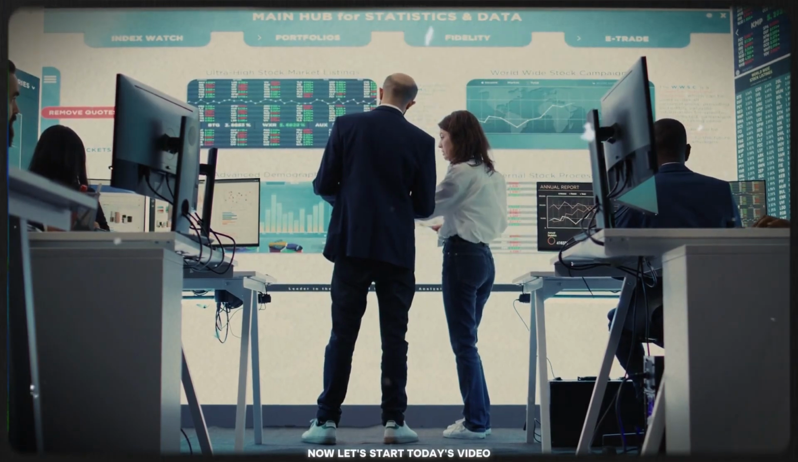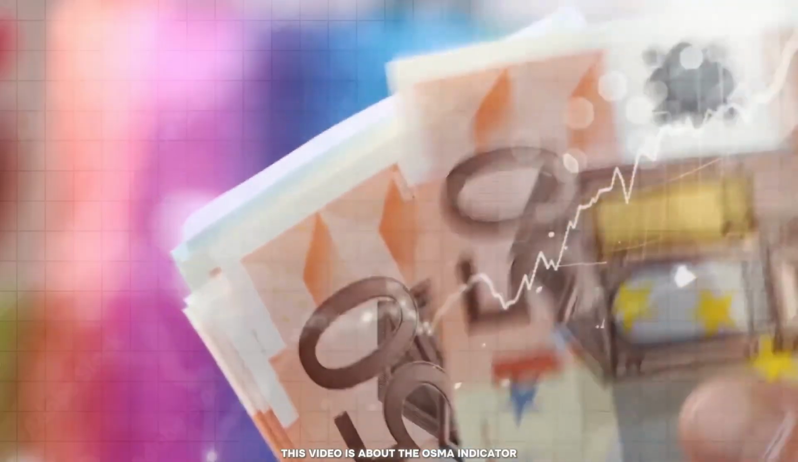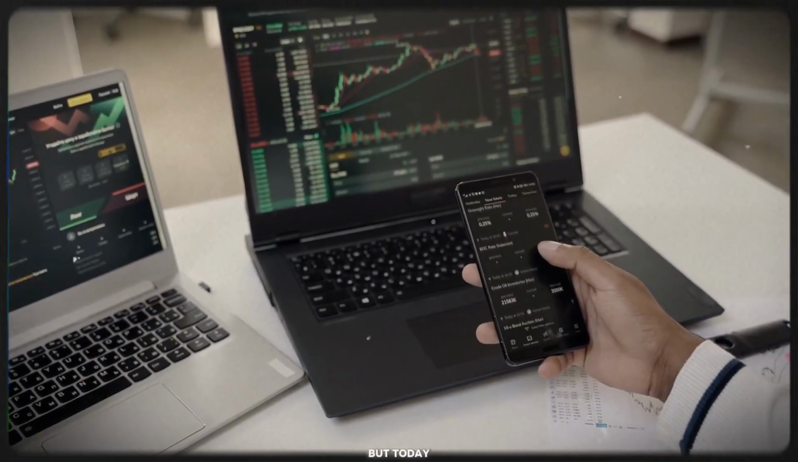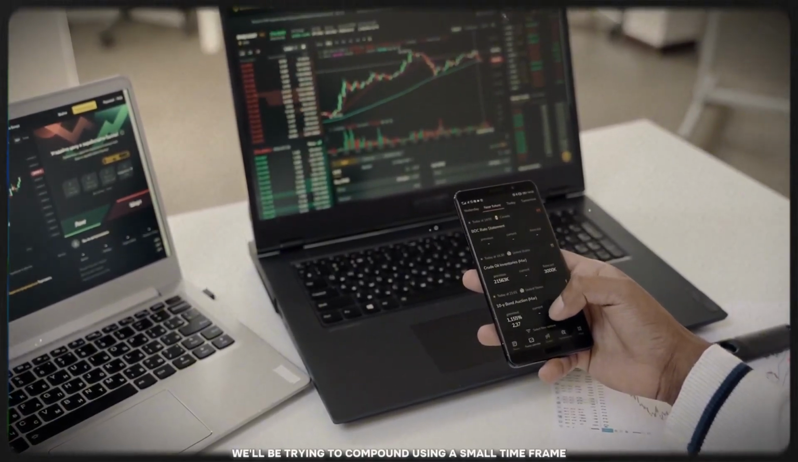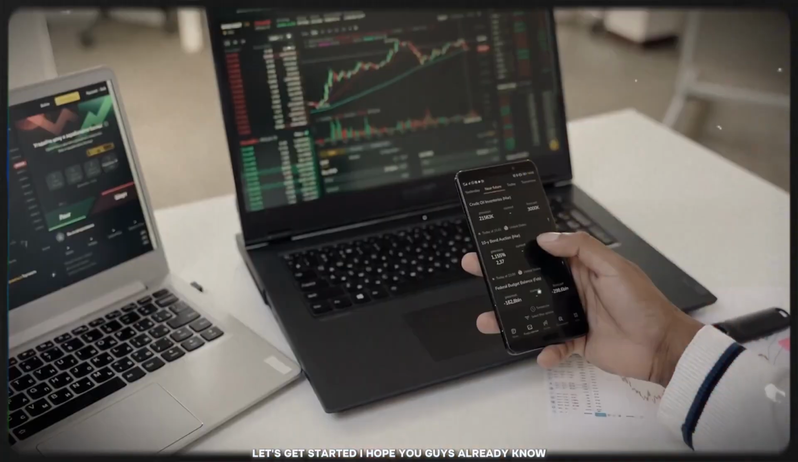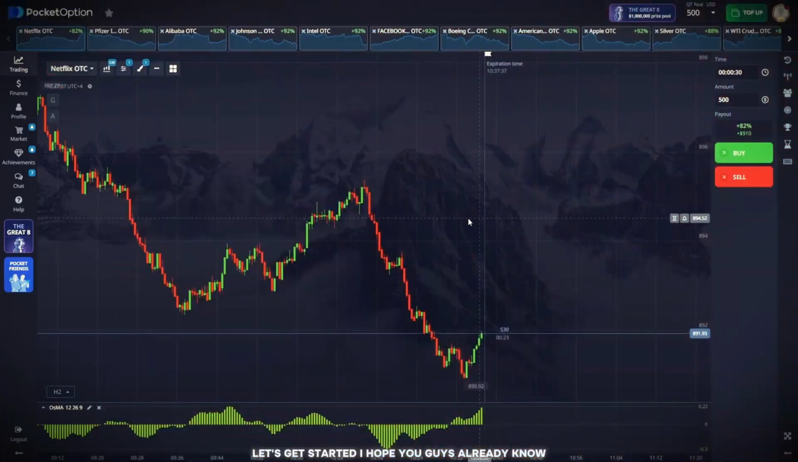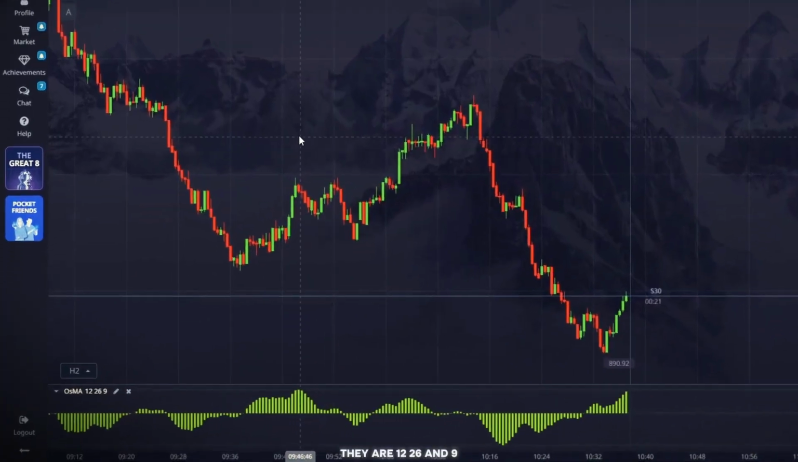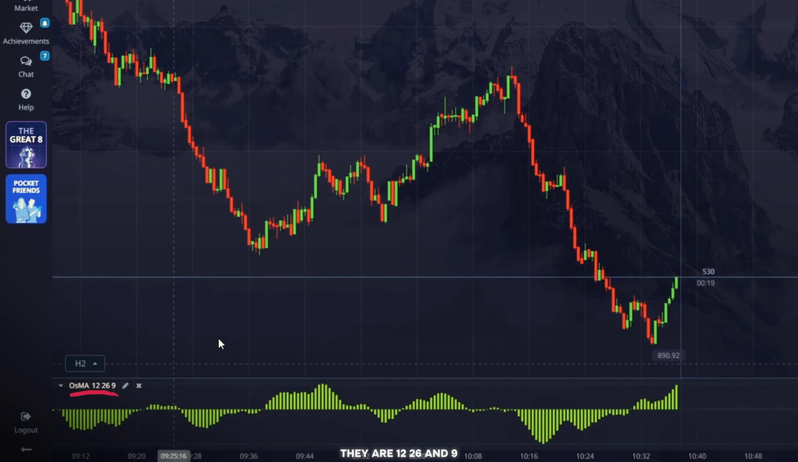Now let's start today's video. This video is about the OsMA indicator. I've already made a video on this indicator before, but today we'll be trying to compound using a small time frame. Let's get started. I hope you guys already know the default settings for the indicator. They are 12, 26, and 9.